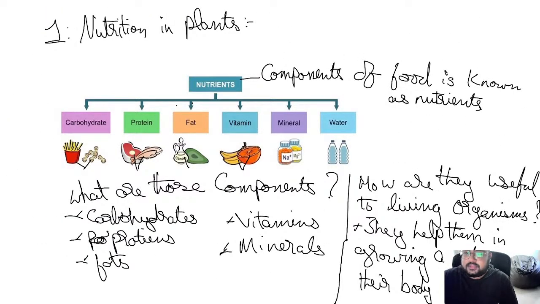The first thing we talked about was components of food. That was about nutrients. Before getting into the chapter of nutrition and plants, we spoke about a small introduction regarding the nutrients that are carbohydrates, proteins, fats, vitamins, minerals, and water. We spoke about what the food components are and how they are useful for living organisms.